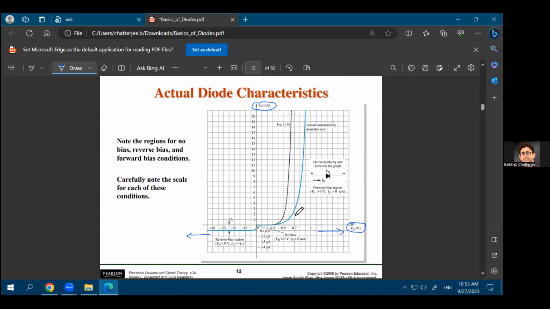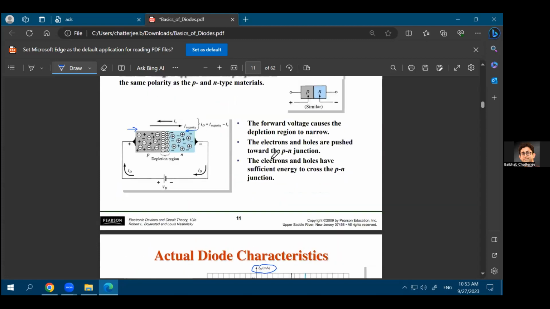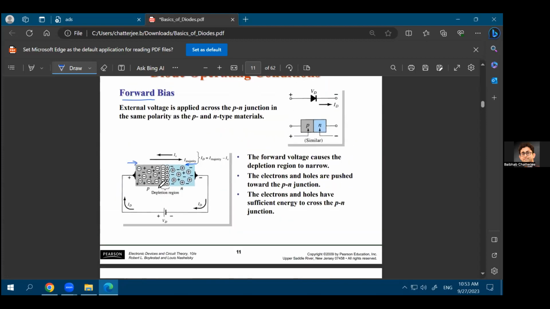Now, as you are applying a positive or forward bias voltage, after some time you see that there is a large amount of current flowing through the diode, which means that as you are applying that forward bias voltage, your depletion region becomes narrower and narrower. And at some point, there is a large amount of current flow through the depletion region or through the diode. The depletion region stops your current flow, right? So there are no majority carriers. There are no electrons or holes that can move around inside the depletion region.